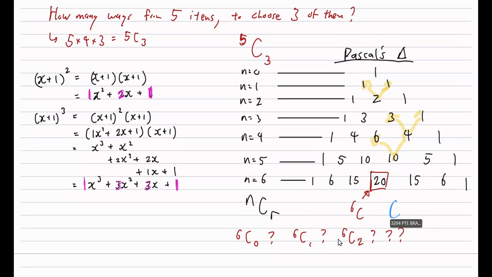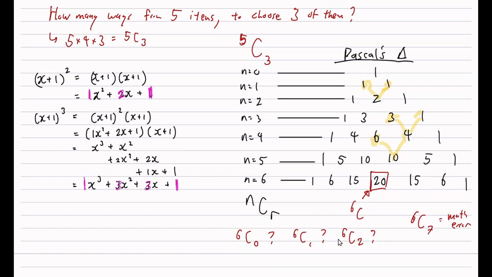6 choose 3. 6 choose 4? 15. 6 choose 5, 6. 6 choose 6, 1. Exactly. Let's try a number: 6 choose 7. Can or not? What do you get? Math error. Because it exceeded 6, right? So you must play around with the calculator and you realize that 6 choose 7 is a math error.